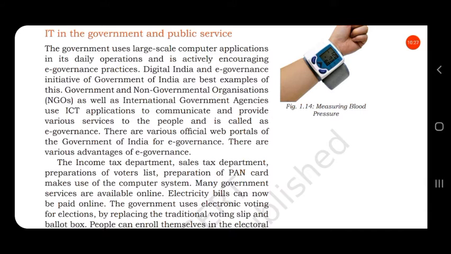So we have studied about different applications of information technology in different fields. Next topic is IT in the government and public services. What are the applications of information technology in the government and public services?